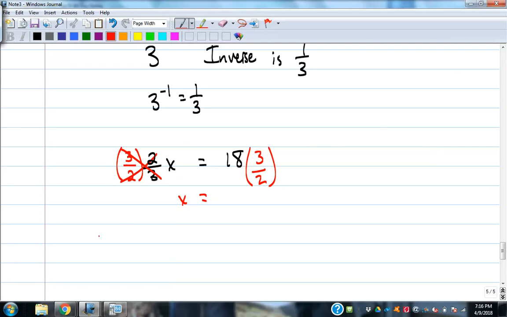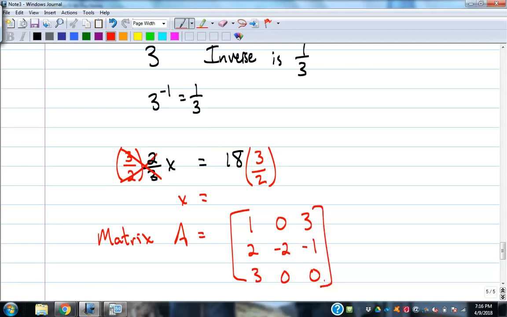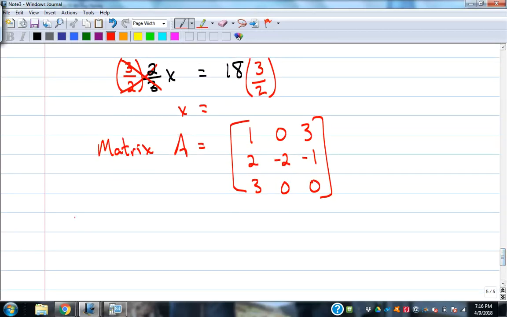So if I have a matrix A, it's this: 1, 0, 3, 2, -2, -1, 3, 0, 0. And they want me to find the inverse of A. They might even write it this way: A to the -1 power. That's the inverse of A.